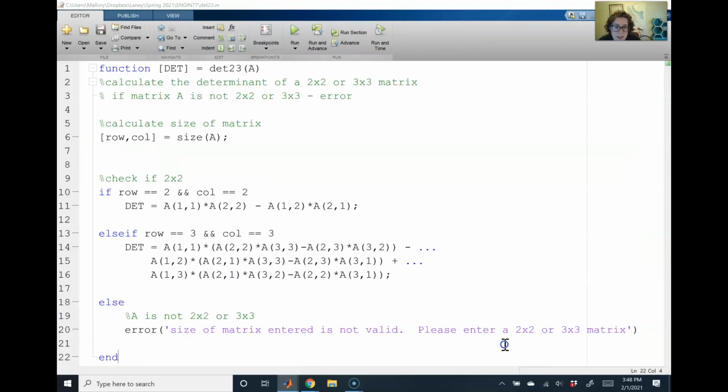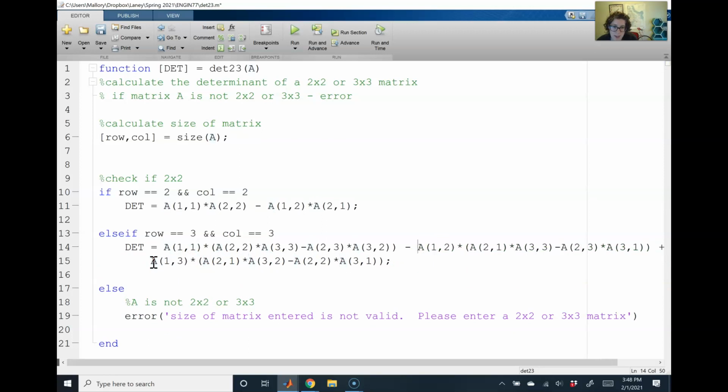So looking back at this example, we first calculate the size of the matrix, then we check if it's 2 by 2. If it is, we calculate the determinant of a 2 by 2 matrix. If it's 3 by 3, then we use the equation to calculate a determinant of a 3 by 3. Otherwise, we send an error. And these dot dot dots here are just so that I can extend the same line of code to the next line. We could just as easily take those out and have one very long line of code.